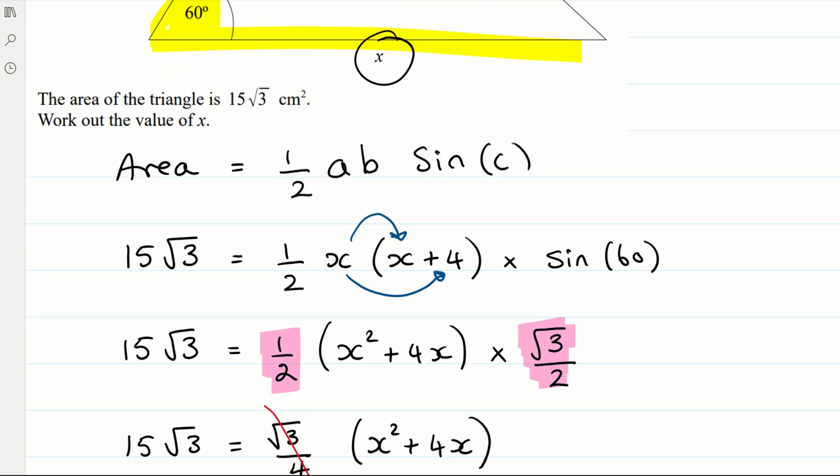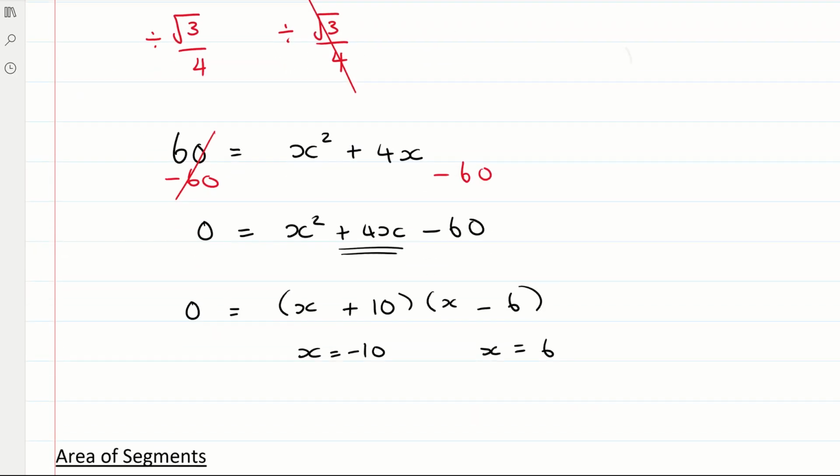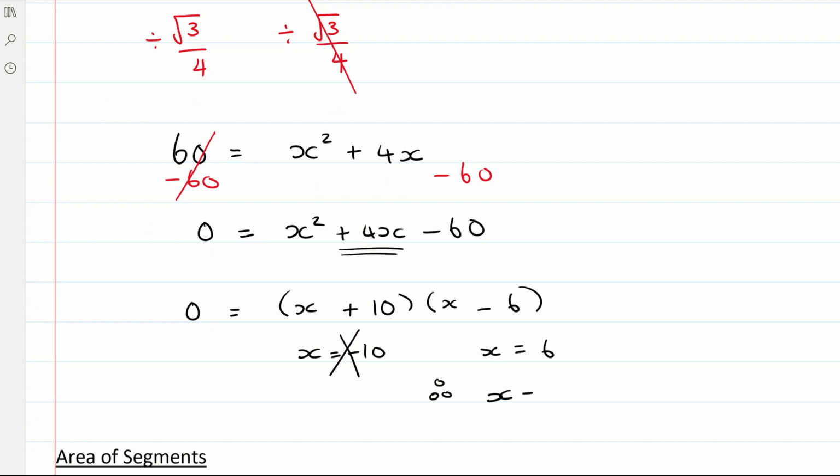This side cannot be a negative. So I'm going to reject that, and I'm going to say, therefore, x is 6. Don't leave the two answers. You must choose. So you must choose an answer.